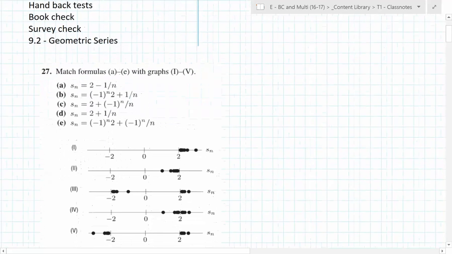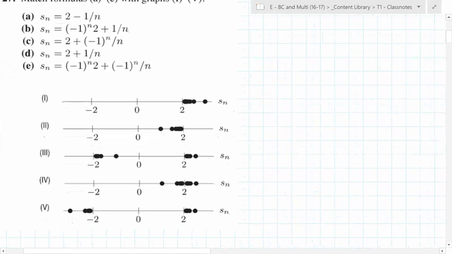Explicit. Why do we know these are explicit definitions? Thank you, that's very important. Why do we know that these are explicit definitions up at the top? A, B, C, D, E. Why do we know they are explicit definitions? Because it does not depend on previous terms. There's no S sub n minus 1 or S sub n minus 2, S sub n minus 3.